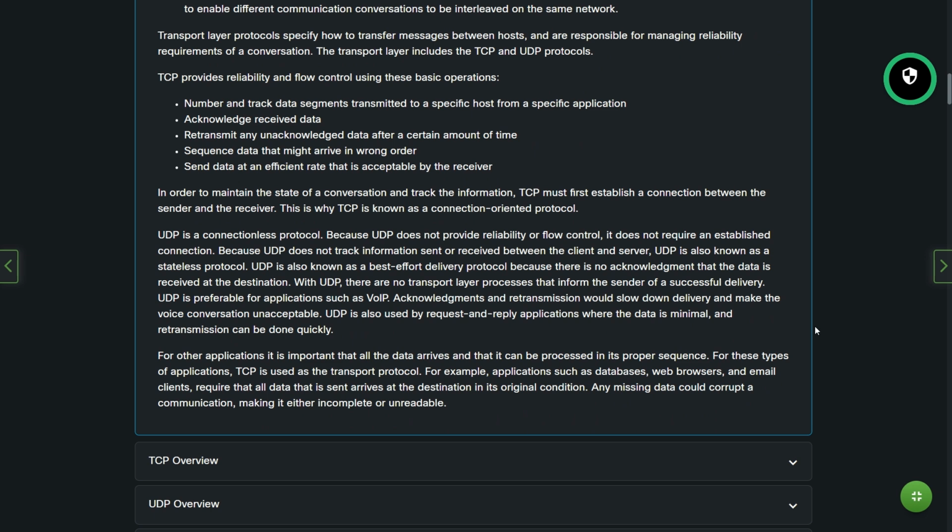UDP is preferable for applications such as voice over IP, where acknowledgement and retransmission would slow down delivery and make the voice conversation unacceptable. UDP is also used by request and reply applications where the data is minimal and retransmission can be done quickly.